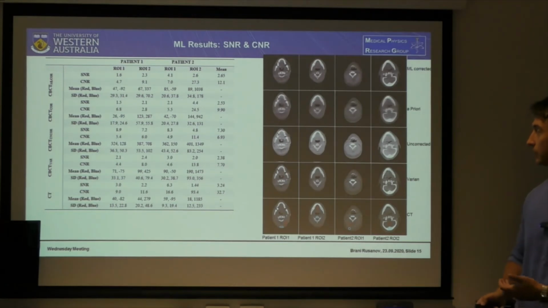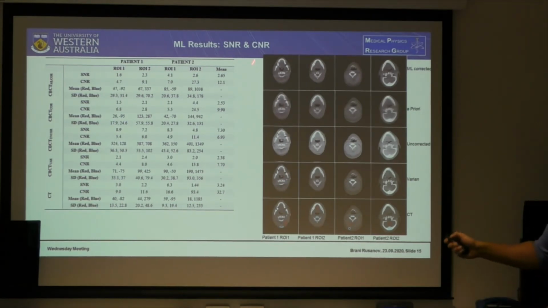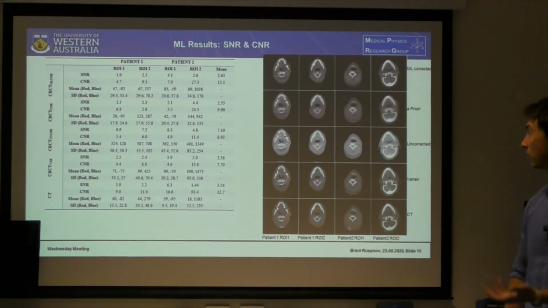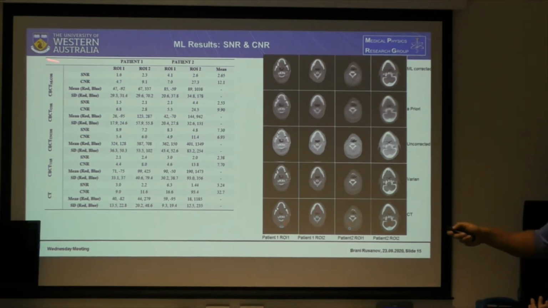More absolute measurements can be considered when we consider the signal to noise ratio and the contrast to noise ratio. So on the right hand side here, I've displayed on the top row the ML corrected, then we have the a priori method, uncorrected, and the variant reconstructions. And of course the ground truth CT on the bottom. And I've used these regions of interest to form the signal to noise ratio and contrast to noise ratio metrics.